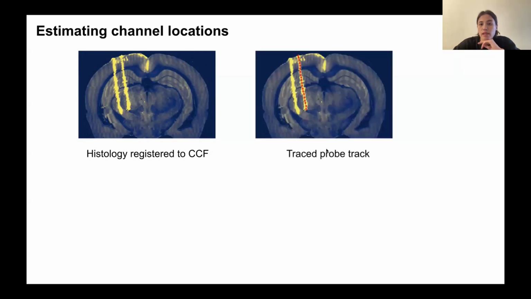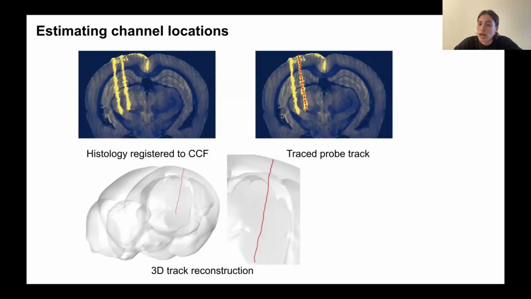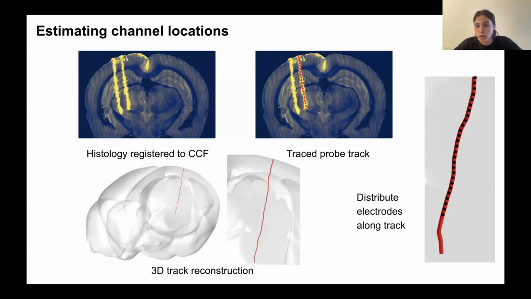Once you've done that, hopefully if you've labeled your probe nicely with the dye, you should see these very bright fluorescent tracks. You can use tools such as Brain Globe to manually trace the location of these probes in the brain, and join these points up to get a 3D reconstruction of your track. Once you have that, you can distribute your electrodes along this track according to the channel map that you used, the arrangement of electrodes for your recording. In this way, we can get a first estimate of where our electrodes are in the brain.